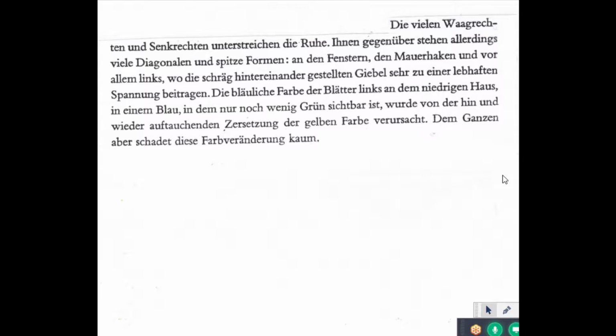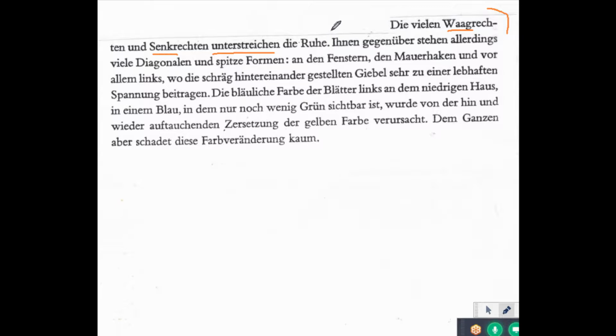Here we go. Die vielen Waagrechten und Senkrechten unterstreichen die Ruhe. Everybody? Die vielen Waagrechten und Senkrechten unterstreichen die Ruhe. Okay, so this is adjectives made into nouns. Waagrecht means horizontal, from wegen, to weigh, as you have two things you weigh on either side, and Senkrecht means vertical. So the many horizontals and verticals in the painting. Unterstreichen really means to underscore, or you could say emphasize, the piece in the painting.